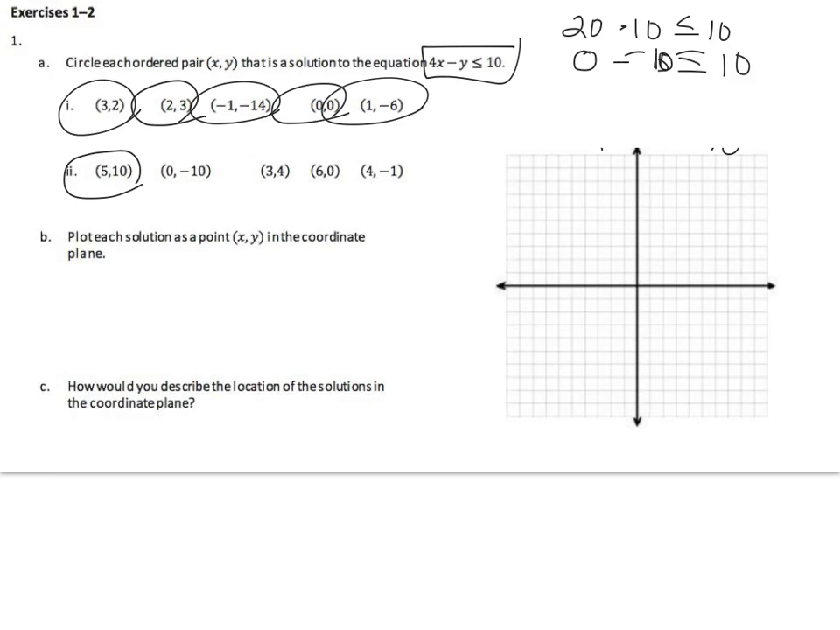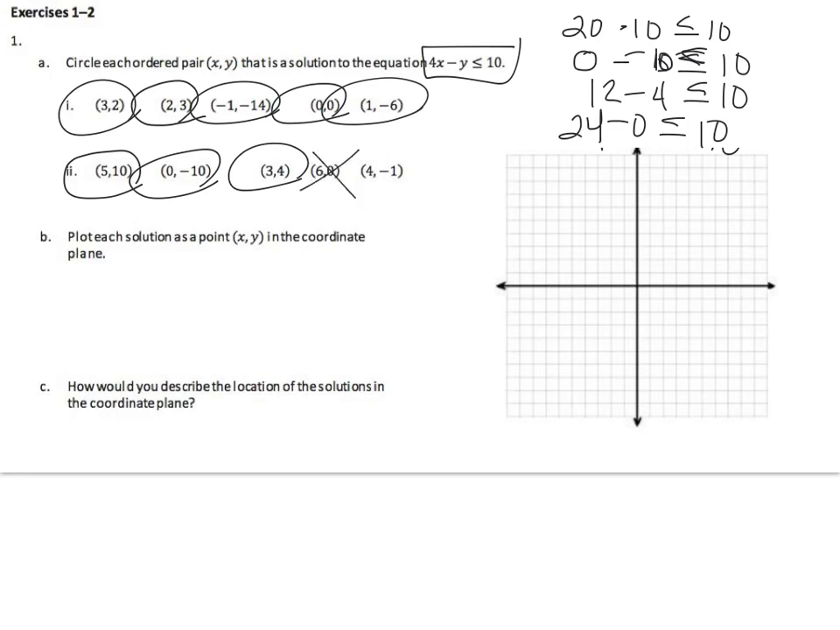0 minus negative 10 is less than or equal to 10. That's also true. Let's try 3. 3 times 4 is 12. Minus 4 is 8. And that is also less than or equal to 10. 6 times 4 is 24. Minus 0 is not less than or equal to 10.